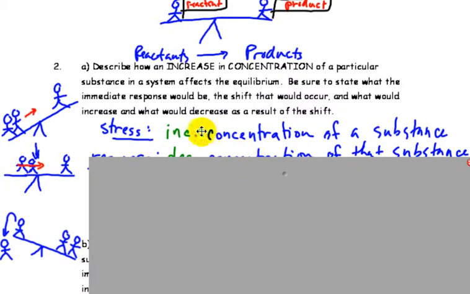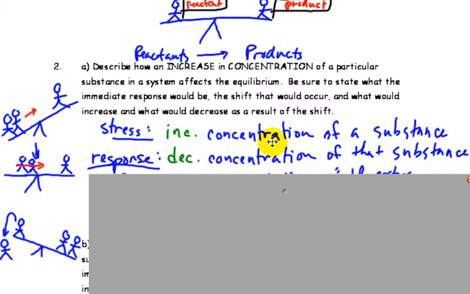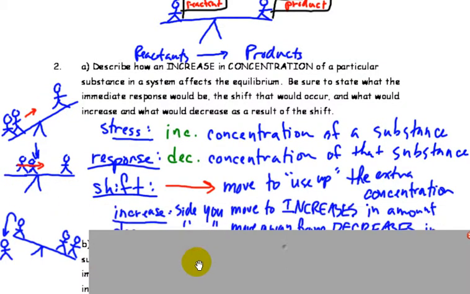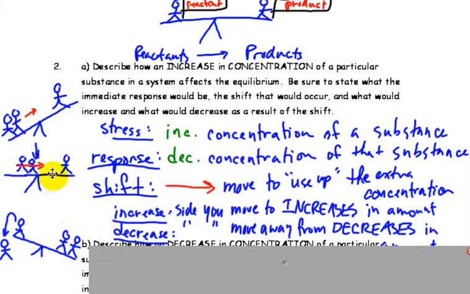So when you have the stress of increasing the concentration of something, the automatic response is to decrease that concentration or use it up. And we do that by shifting in the direction that uses up that extra amount. So here, move in the direction that uses up the extra person. So in other words, shifting to the right to make it balanced again. And as a result, the direction that I'm moving to will increase. So people on the right will increase because I'm moving to the right. And whatever direction I'm moving away from will get smaller. So it makes sense if you think of this seesaw here.